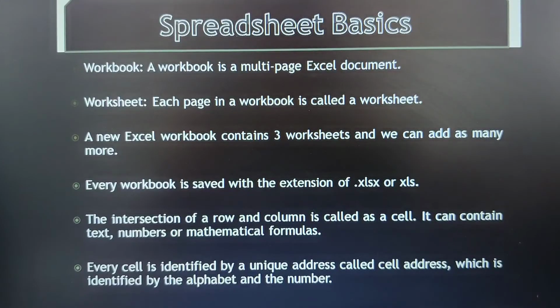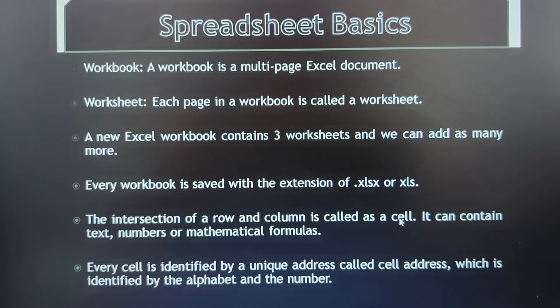These were the few basic points we have discussed. What is a workbook? It's a multi-page Excel document. And what is a worksheet? Each page in the workbook we call a worksheet. The Excel file extension is .xlsx or .xls. What is the definition of a cell? The intersection of a row and a column forms a cell.